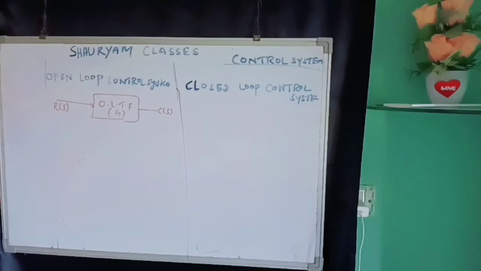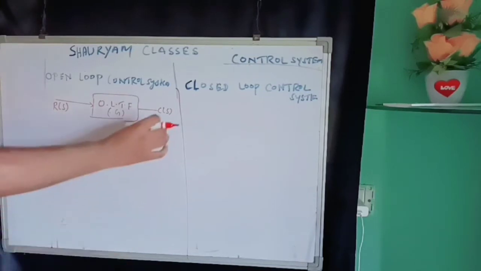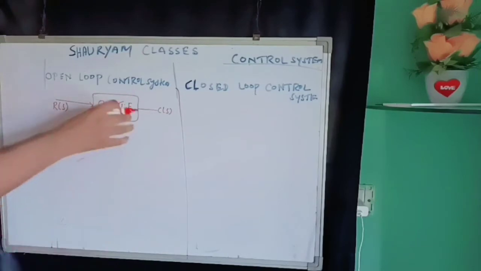Today's class, we are going to discuss a very important point, the basic difference between the open loop control system and closed loop control system. Okay, open loop control system has no feedback. It means output and input are directly interconnected to each other by using the controller.